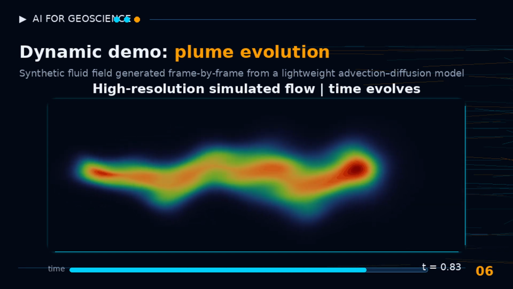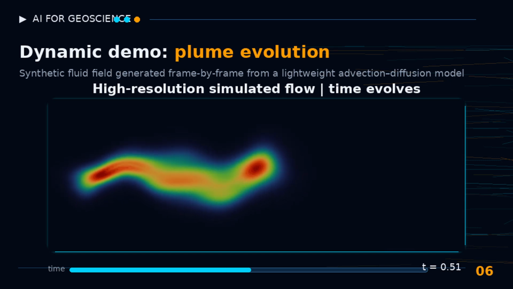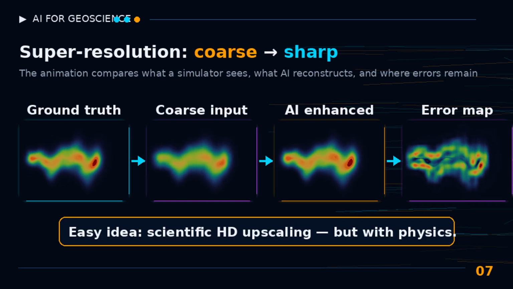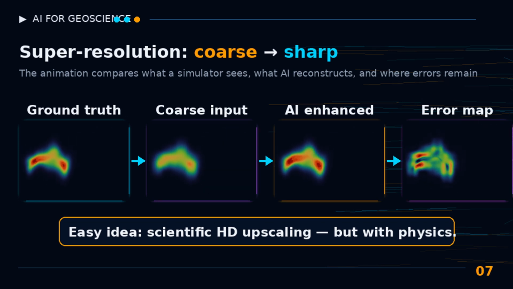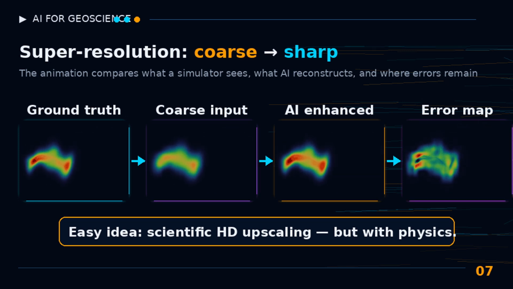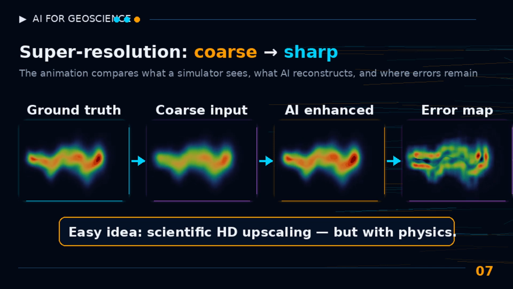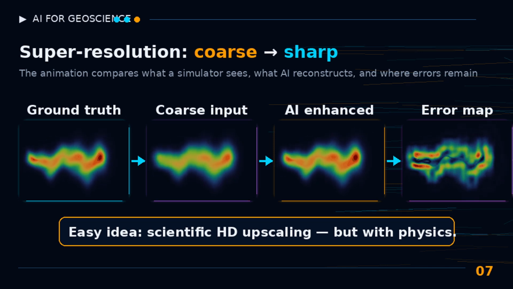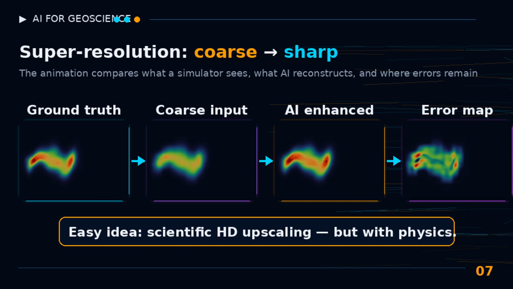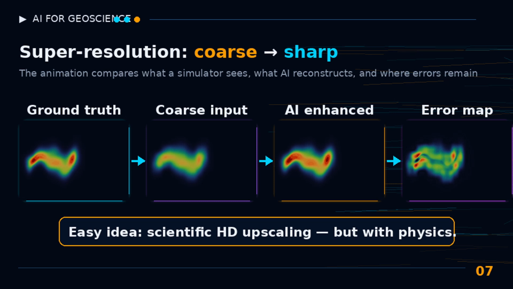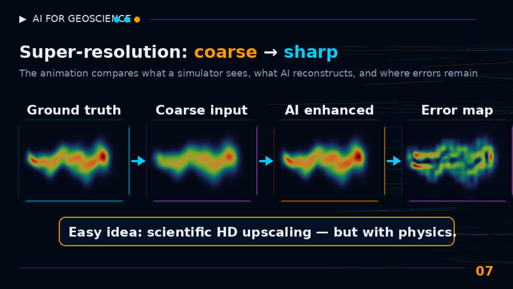Now we compare coarse input and AI-enhanced output. This slide explains super resolution using a simple visual comparison. On the left, we have the ground truth. This is the high-resolution flow field. It contains sharper boundaries and more detailed structures. Next, we have the coarse input. This is what we may get from a fast but low-resolution simulation. It captures the general plume location, but the details are missing.